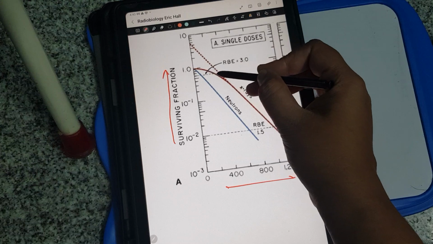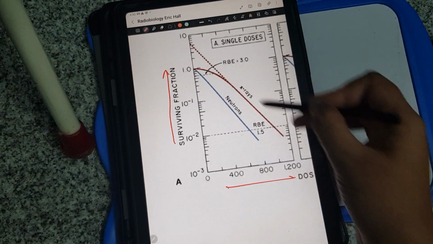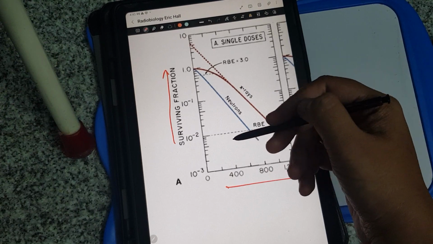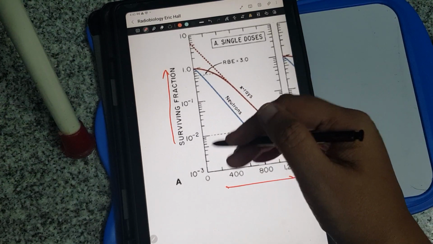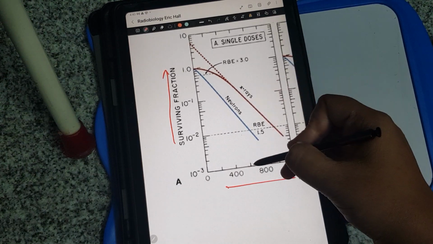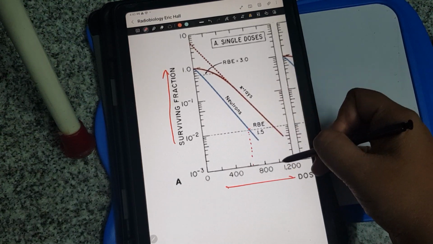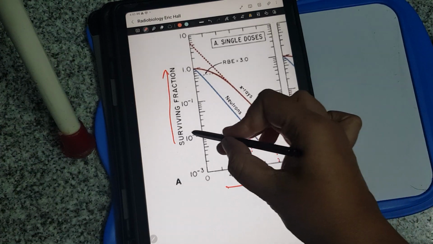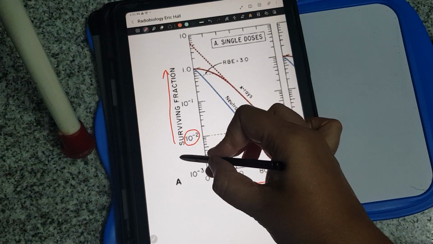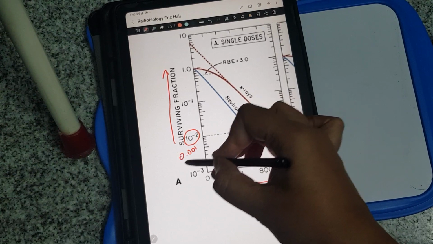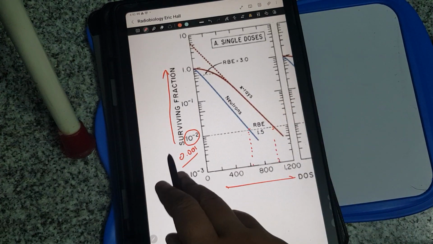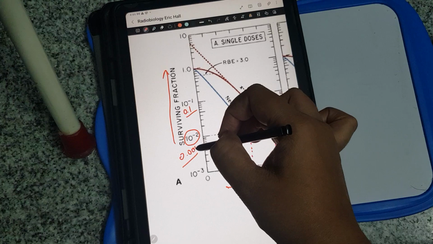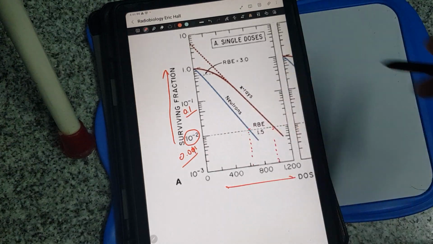So for X-rays, as the dose increases, the curve goes like that. And logically, like we explained, for neutrons a lesser amount of dose is required to get the same effect, the same fraction. So to get the number of cells to 0.01, to this surviving fraction, this is 0.1, 0.01, yeah.